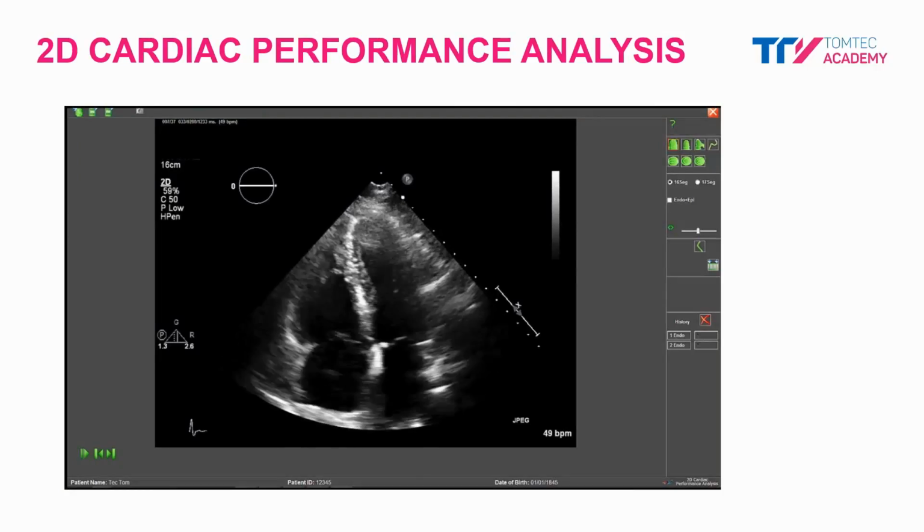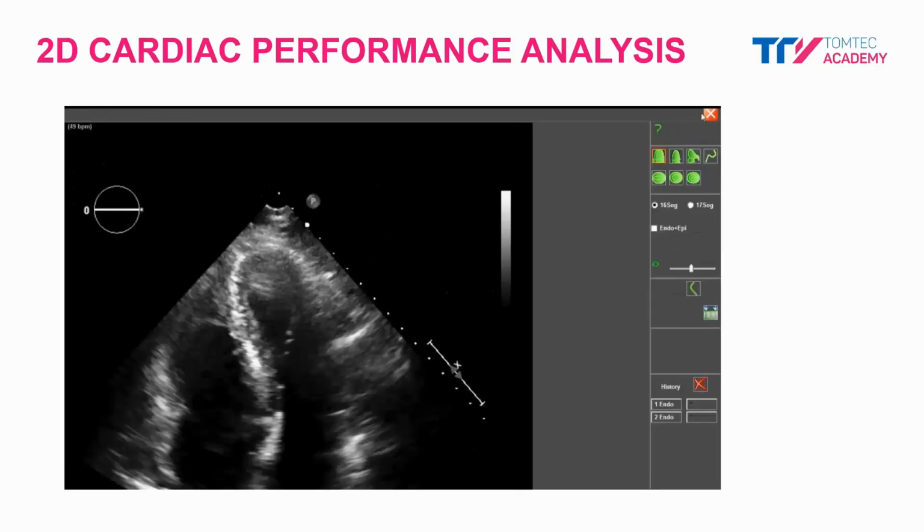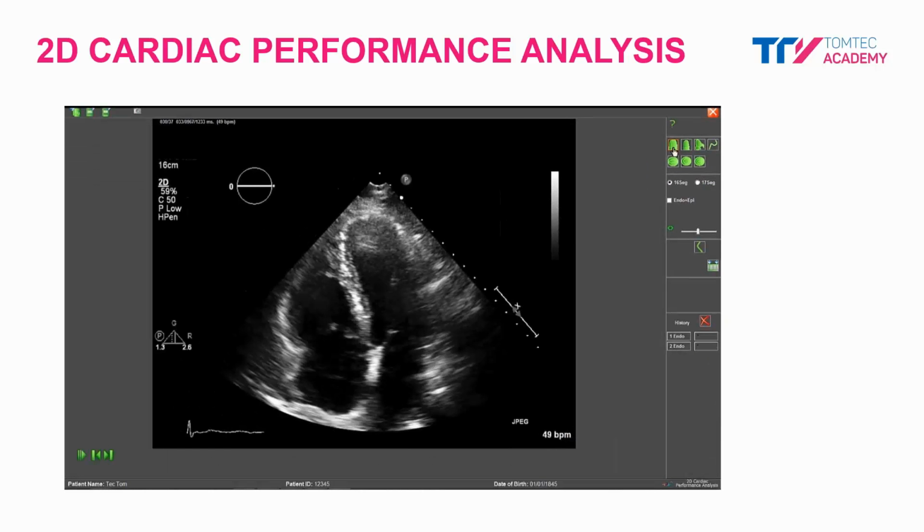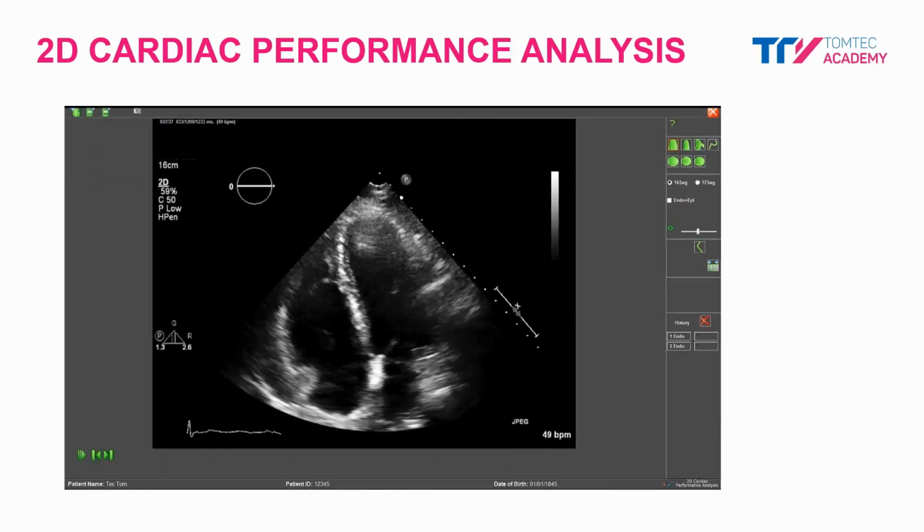Next, with 2D cardiac performance analysis, our 2D strain analysis solution, the user will simply select in which view the analysis will be performed by using the list of green icons in the upper right-hand corner. In this illustration, we will use the apical 4 chamber and thus select the 4 chamber icon.